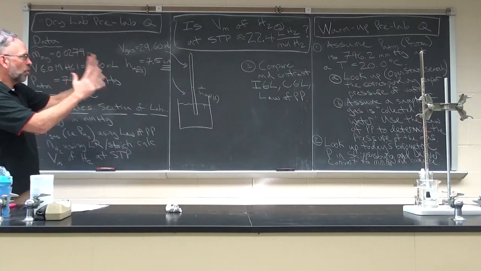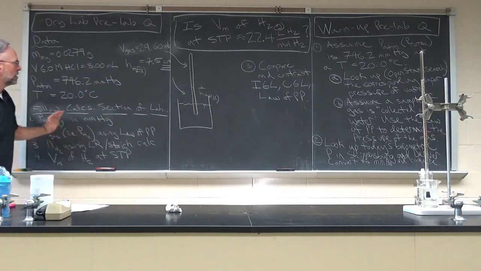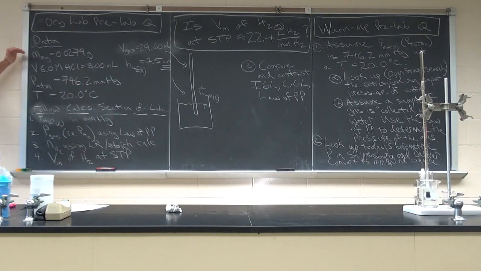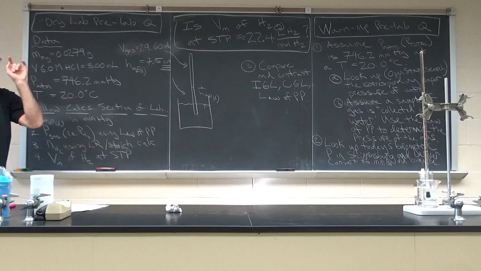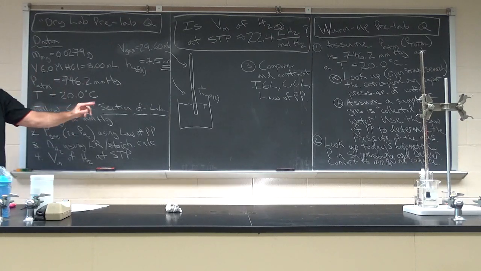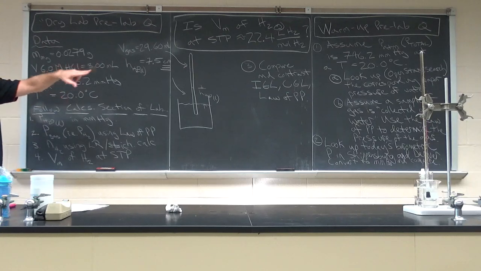Okay, so you've got the warm-up pre-lab questions. And over here, you're given some data. You have a piece of magnesium. You've recorded its mass. For the pre-lab, just assume that the molarity of the acid is 6.0 molar, so 2 sig figs. And instead of 10 milliliters, you're going to use 8 milliliters. So when you do the lab, you use your sig figs and the concentration off the bottle. So don't use these data. We'll keep the atmospheric pressure the same. We'll keep the temperature the same.